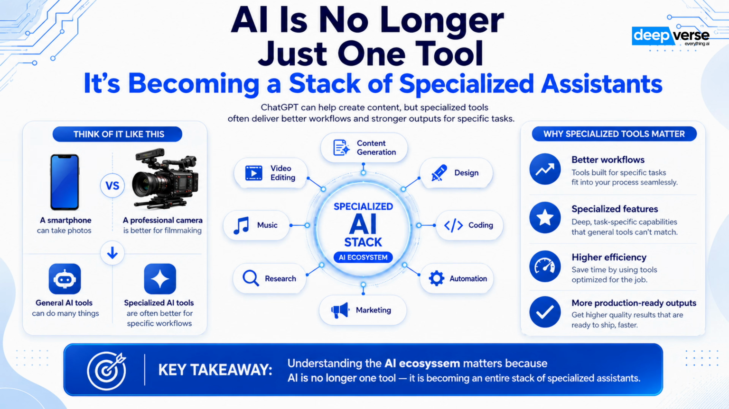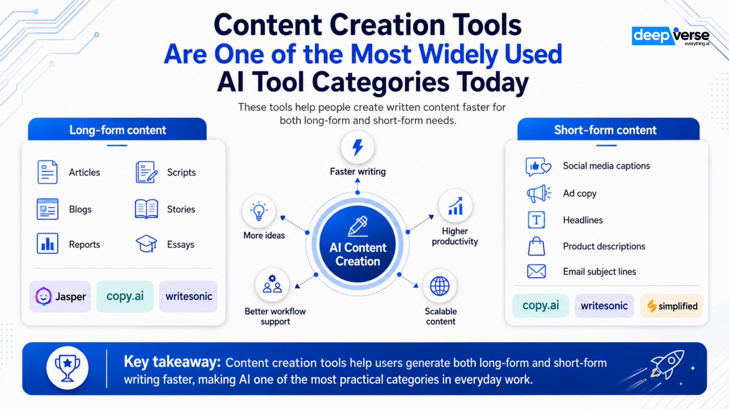And this is where the understanding of the AI ecosystem becomes important, because AI is no longer one tool. It is becoming an entire stack of specialized assistants. Let's look at some of the most widely used tool categories. First is content creation tools. These help generate written content quickly.